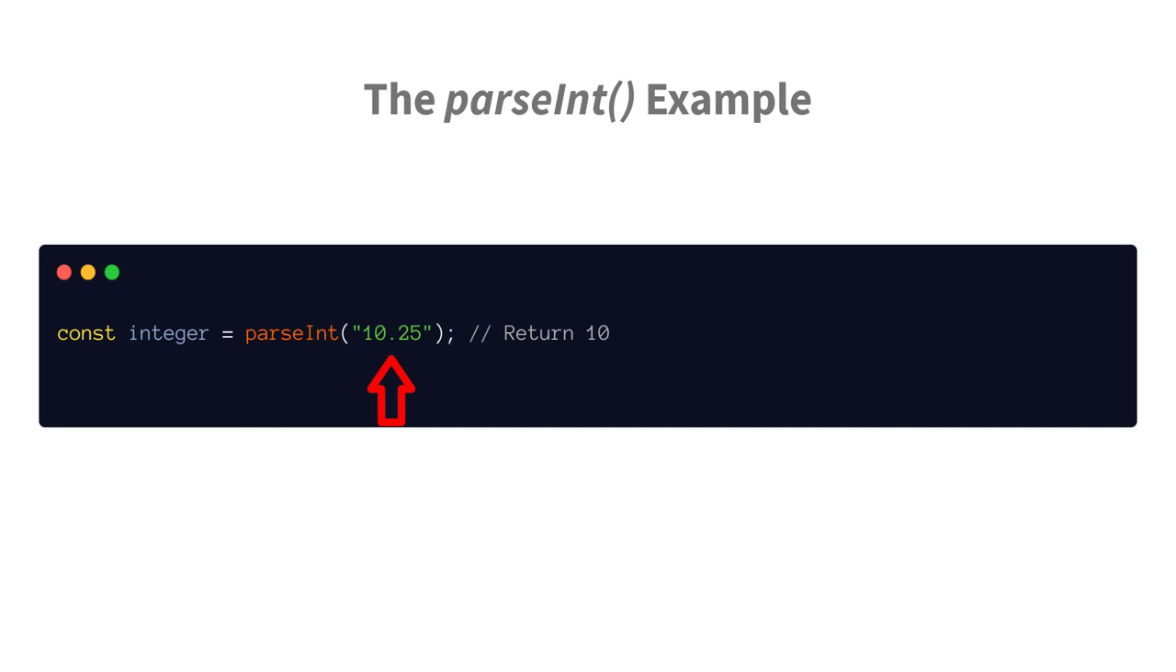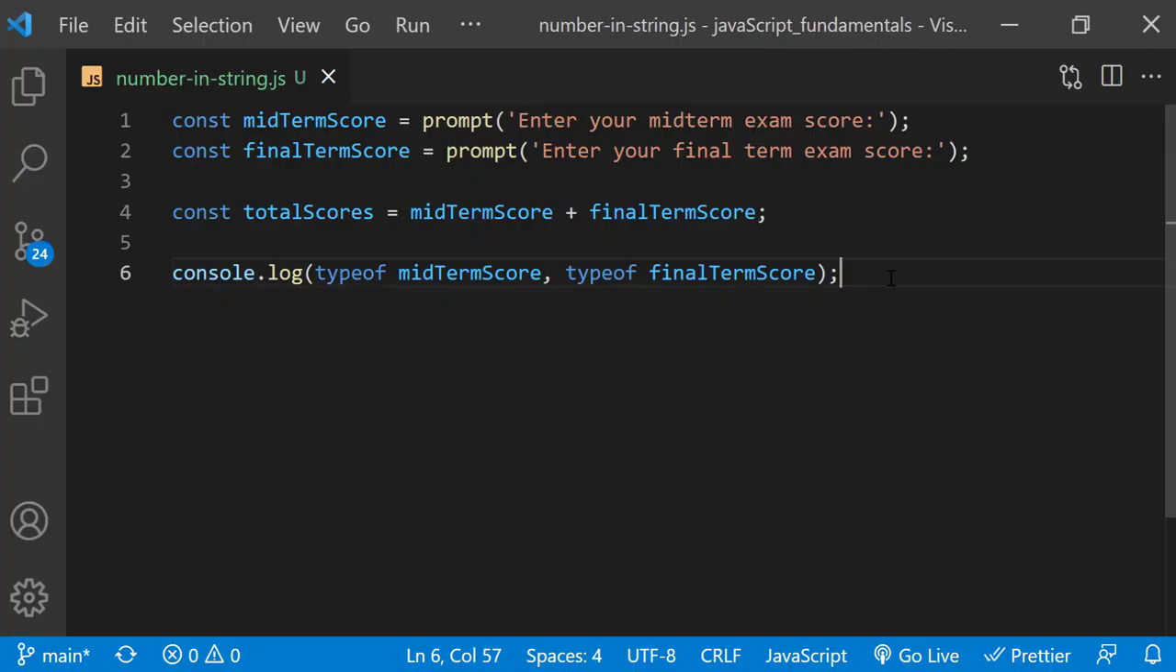An integer is a whole number without a decimal point, like 5, 10, 100, or 30. We can provide the parseInt method a numeric string and it returns an integer value. This is a good way to solve the problem from our previous lecture. So first I'll test it in the console with typeof parseInt(midtermScore) and typeof parseInt(finalTermScore).